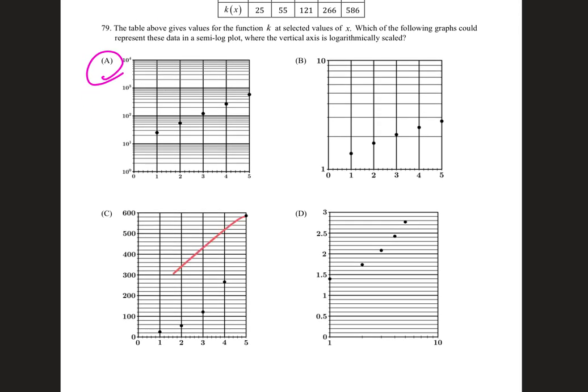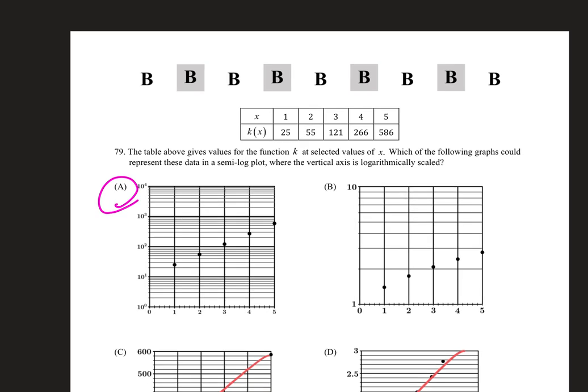So then the next thing you've got to do is look to see if these are plotted right. So this is 1, this is 10. After 10, these go by 10s. So this would be 10, this would be 20. That's midway between 20 and 30, that's 25. This is 10, 20, 30, 40, 55. That one matches.